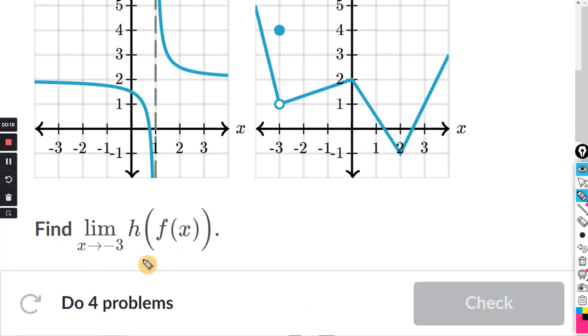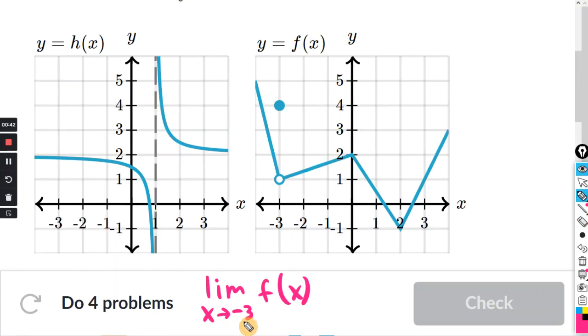All right, so for this right here, the first thing we want to do is find the limit as x approaches -3 of f of x, the function that's inside the parentheses. So we're looking to do this part first. X approaches -3 of f of x. So we're going to x equals -3 right here.